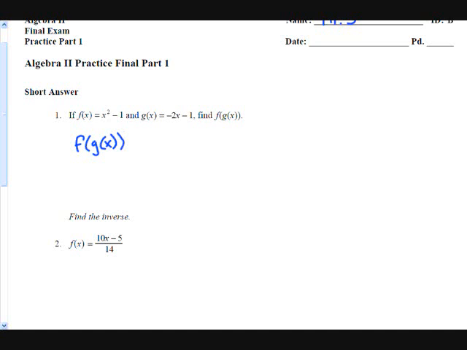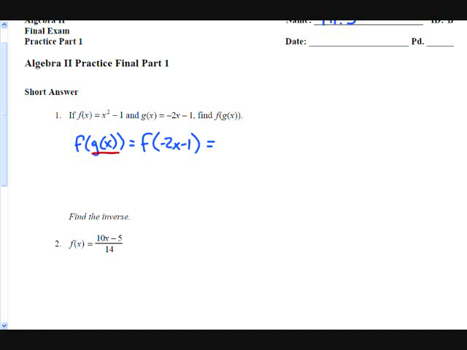So I'm going to take my g of x function and put it inside of my f of x function. And the way that works essentially is g of x is the negative 2x minus 1. And so now instead of x inside my f of x function, I'm going to plug in g of x, which is the negative 2x minus 1.